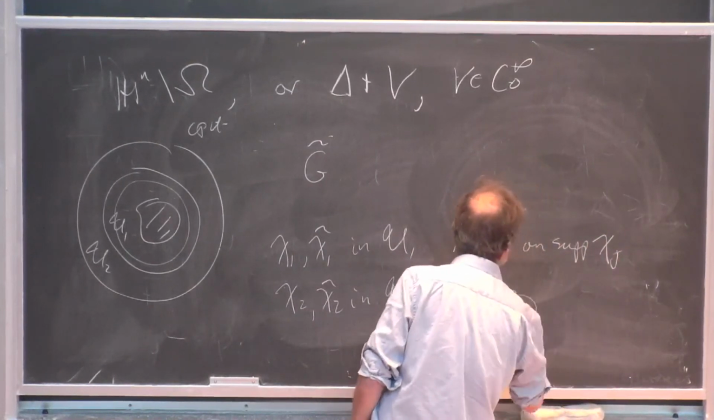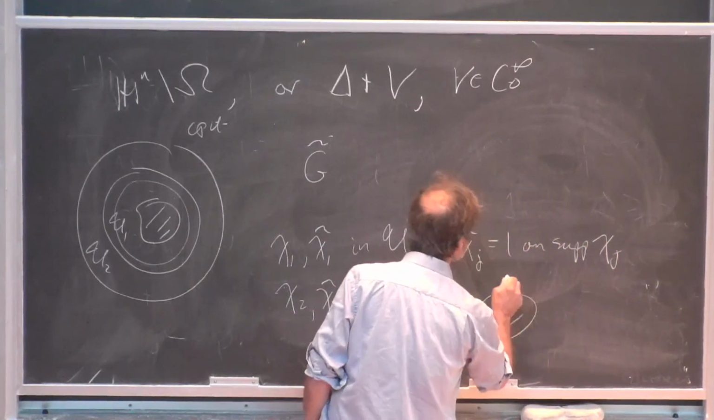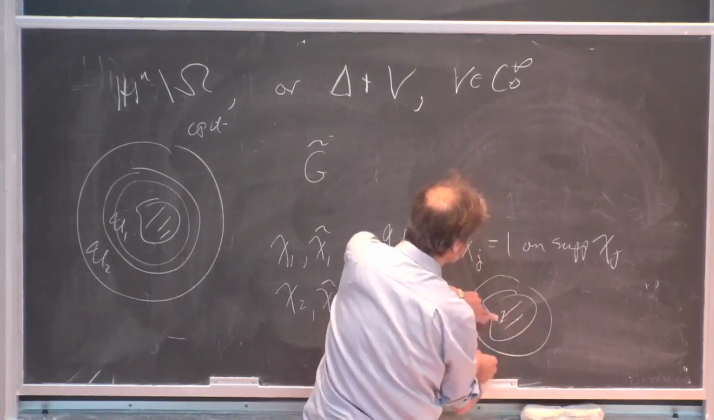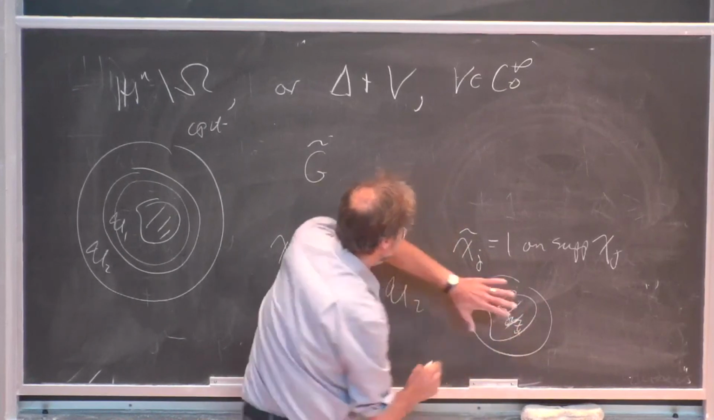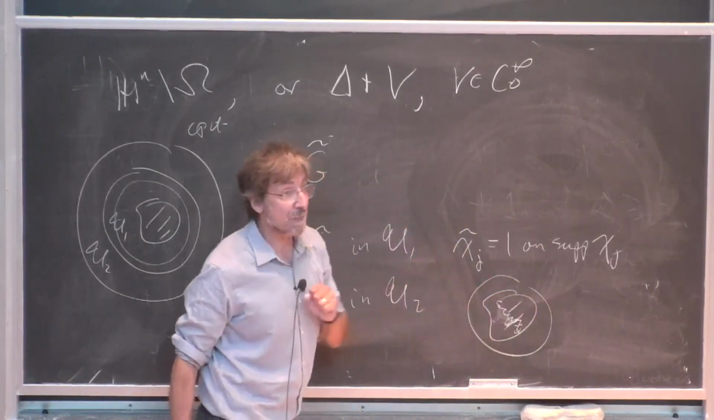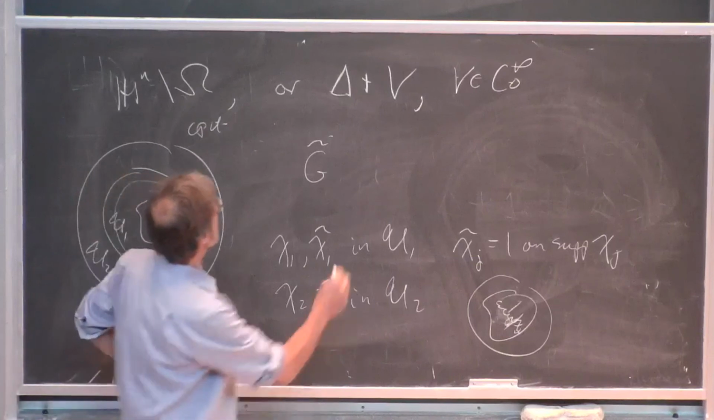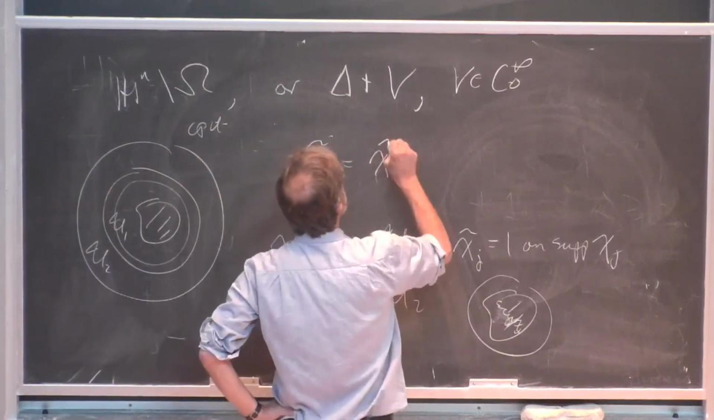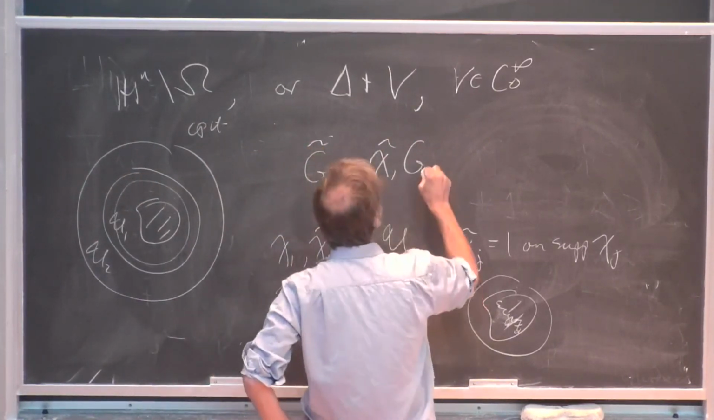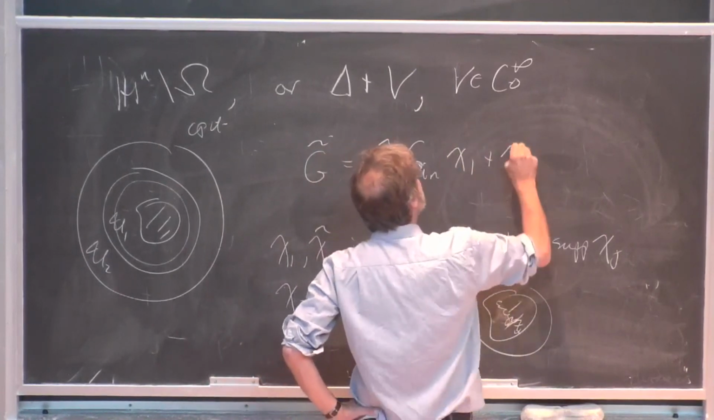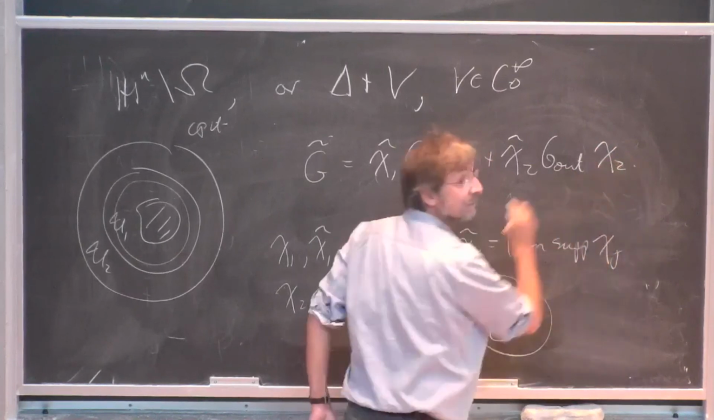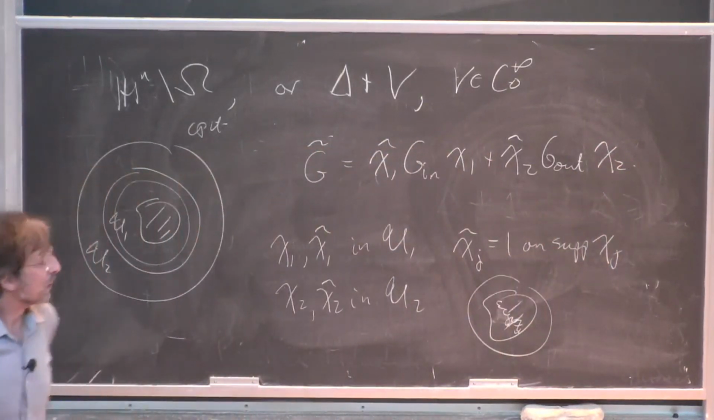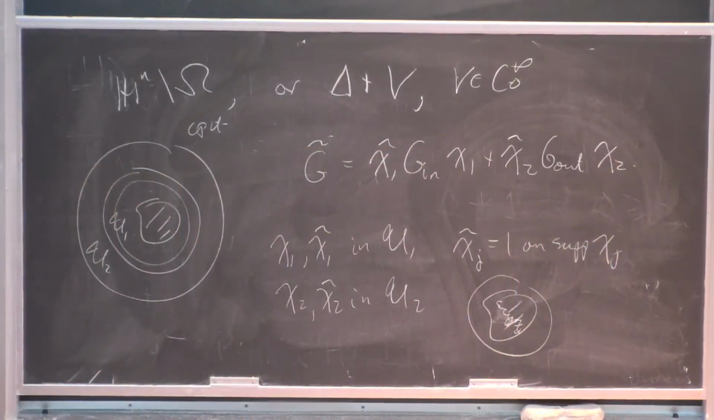Okay, so, for example, if chi j is equal to 1 here, and that's the support of chi j, then chi j tilde is equal to 1 in a slightly bigger neighborhood. Okay? And I want to write G tilde is equal to chi1 tilde G in chi1 plus chi2 tilde G out chi2. Okay? So what I've done is I've created a function just with the cutoff function.